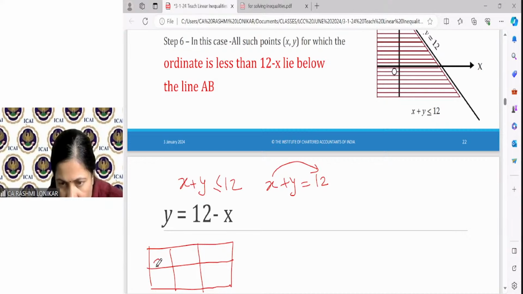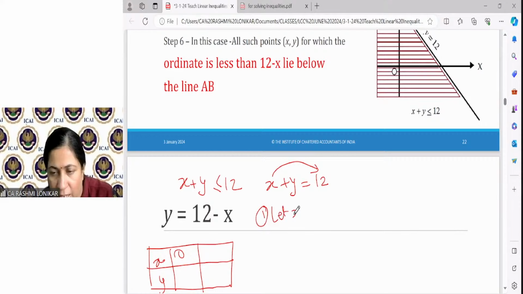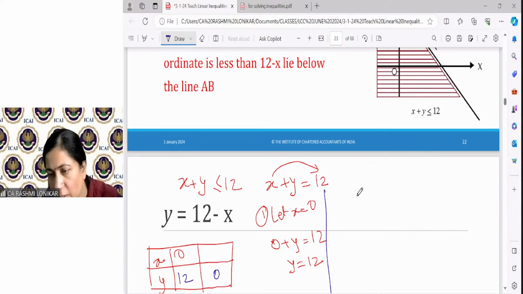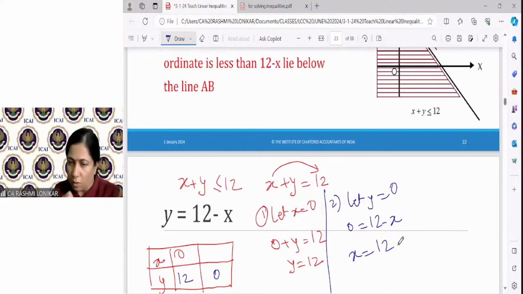Put x is equal to 0, find the value of y. So, let x be equal to 0, then 0 plus y is equal to 12, so y is equal to 12. Next, let y be equal to 0. So, 0 is equal to 12 minus x, or x is equal to 12. So when y is 0, x is also 12. So I've got this. Now I'm going to draw the line.